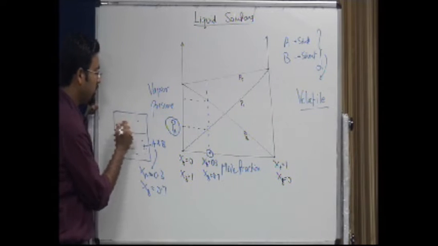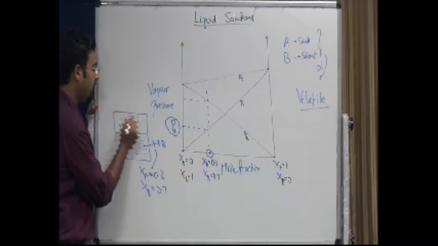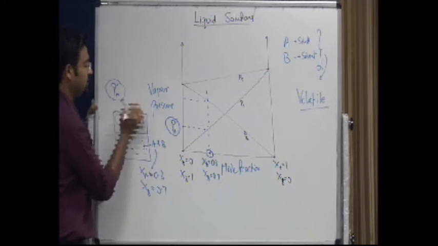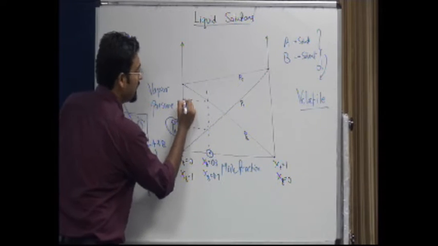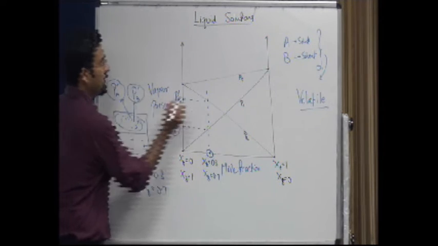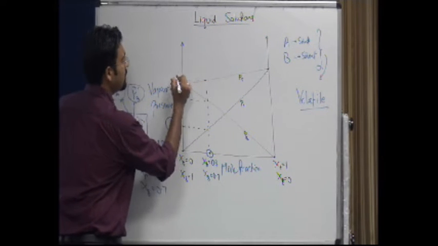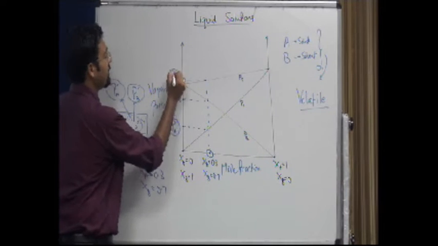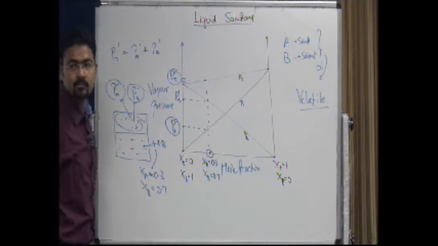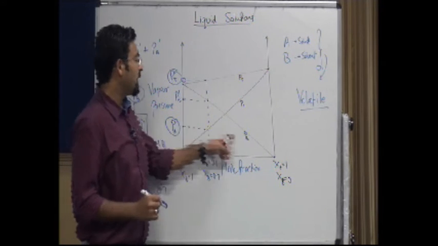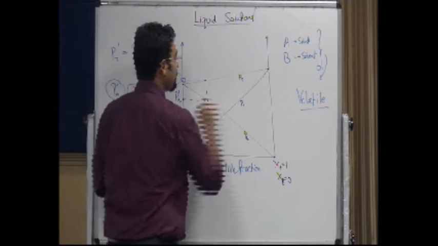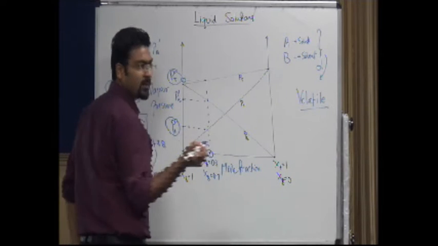In this scenario, the vapors created here for A and for B will be exerting vapor pressure PA, which is this, or maybe I can take it PA dash, right? Similarly, this will be PB dash, and this will be the total pressure here, PT dash. So PT dash will be equal to PA dash plus PB dash, right? So these two graphs we actually drew independently and then joined them together.